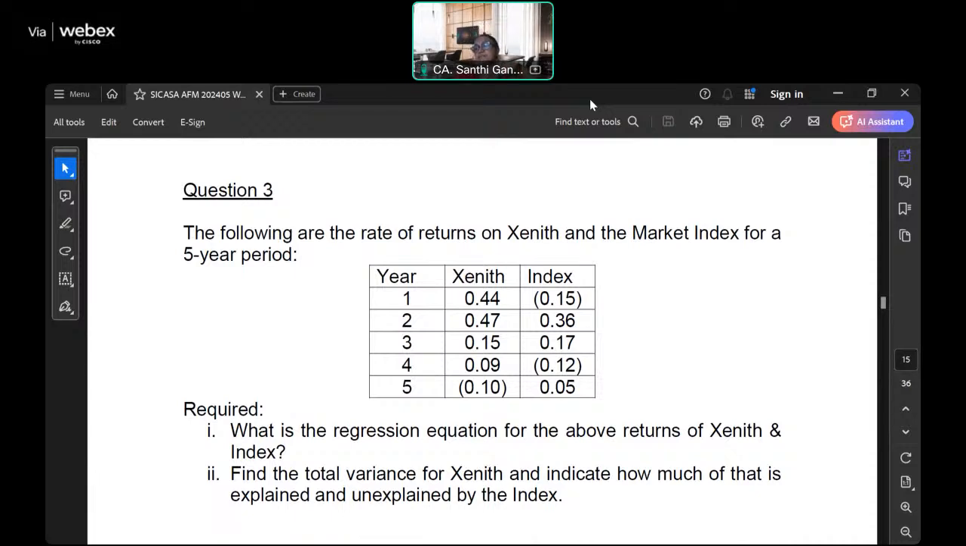What is risk? Risk is the possibility that the actual return is less than or is different from the expected return. Risks can be classified into systematic risk and unsystematic risk.